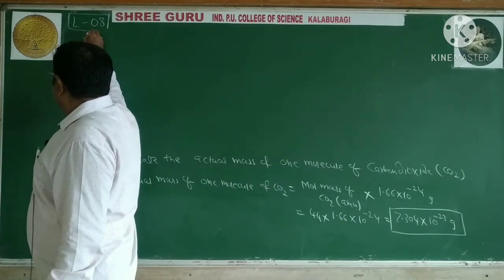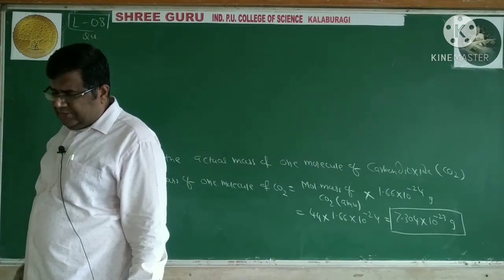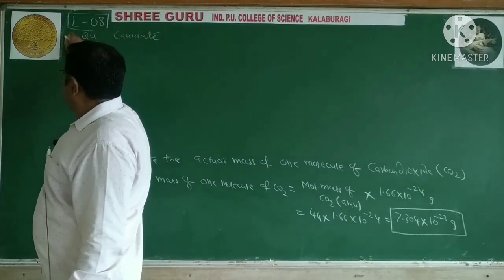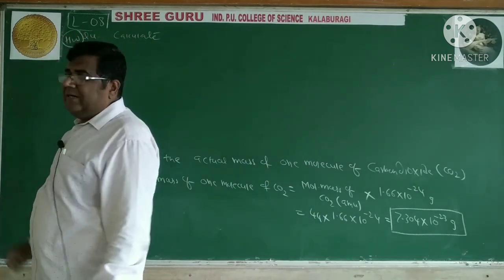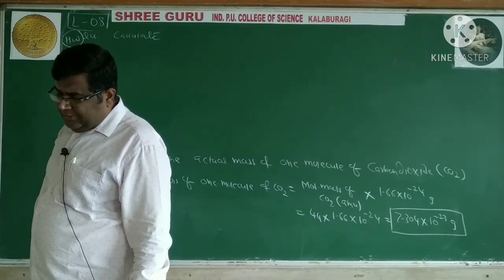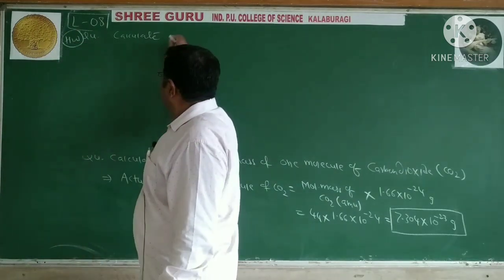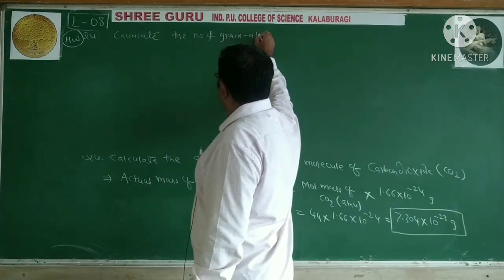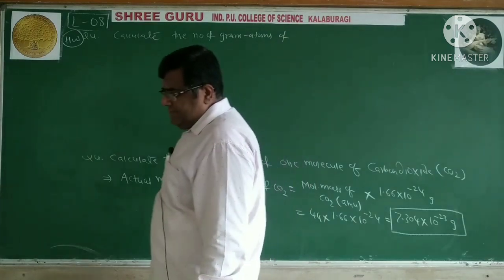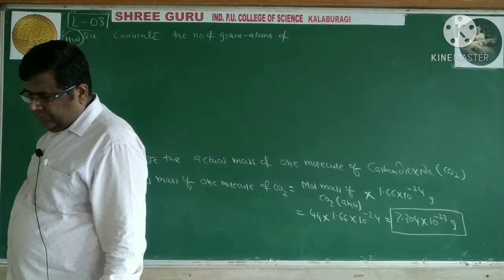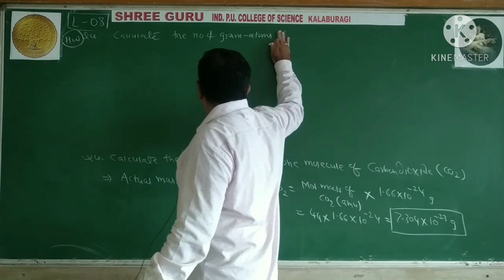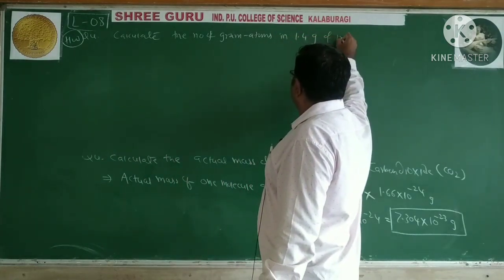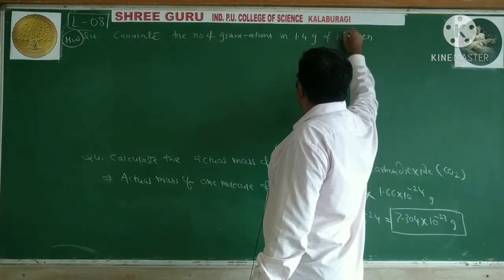One last question will do, because all problems will be covered. I will write this question for homework. Calculate the number of gram atoms in 1.4 gram of nitrogen.